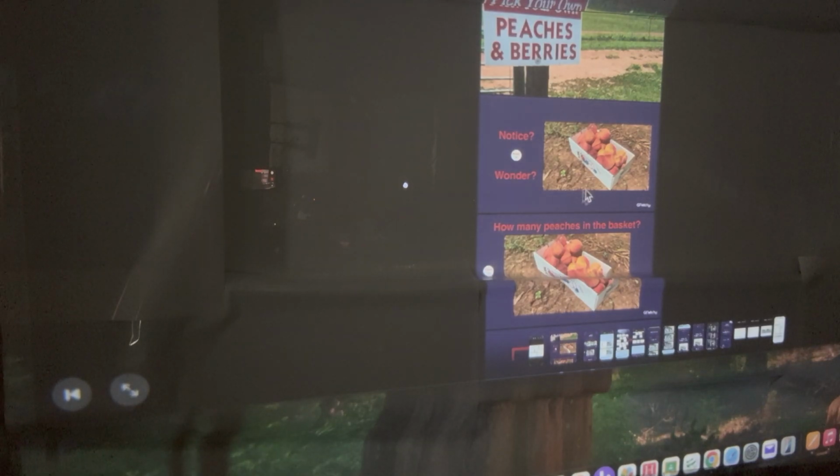So this would be like a typical 3-act task. He would say, what do you notice? What do you wonder? And then you would get students to make a list of questions or other things they noticed. I noticed a basket, I noticed lots of peaches. I wonder how many there are.